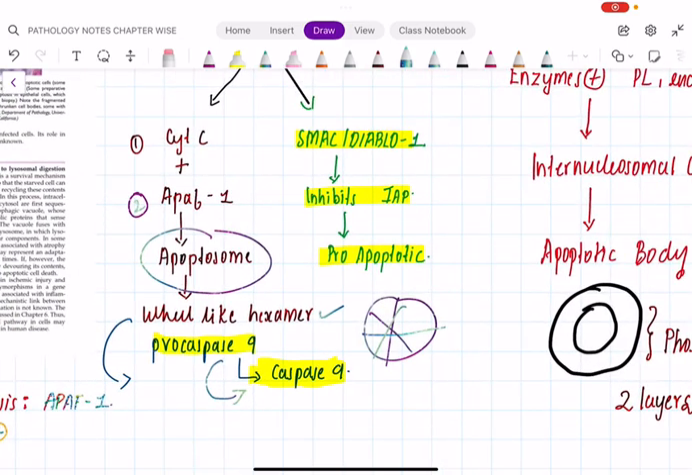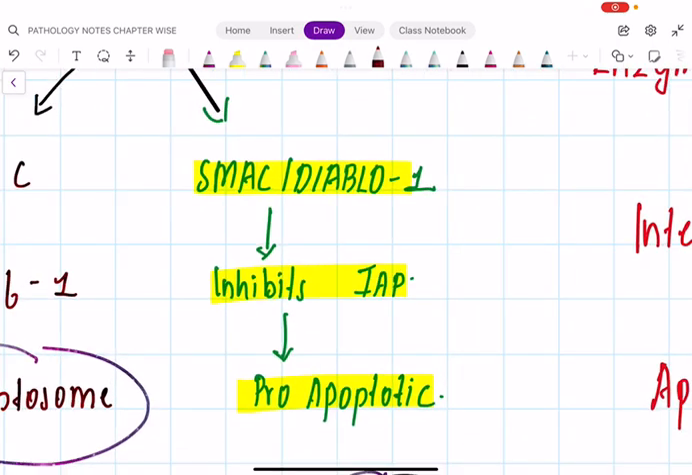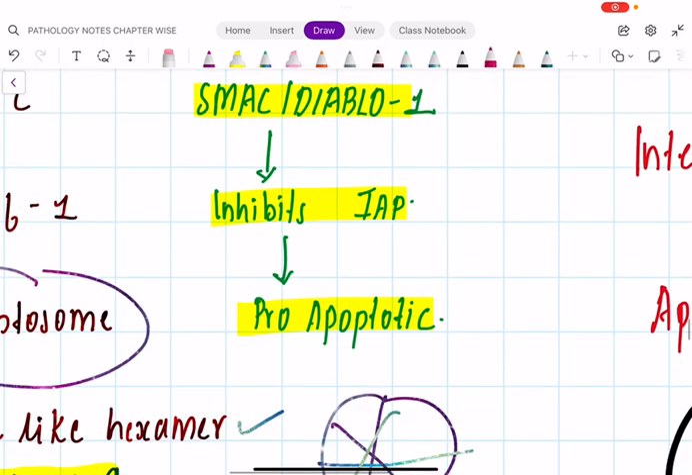At the same time, it will stimulate SMAC and Diablo. These are another set of proteins. What are they? SMAC and Diablo. These proteins are going to inhibit IAP. What is IAP? IAP stands for inhibitors of apoptosis. Inhibitors should be inhibited. That means finally what is the result?